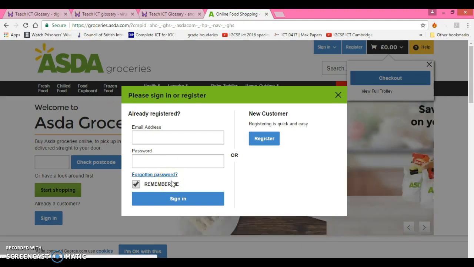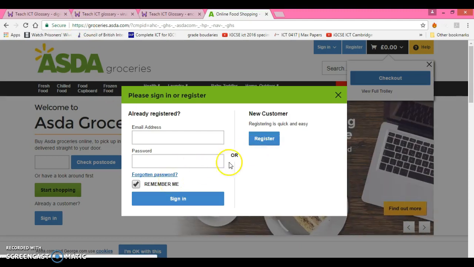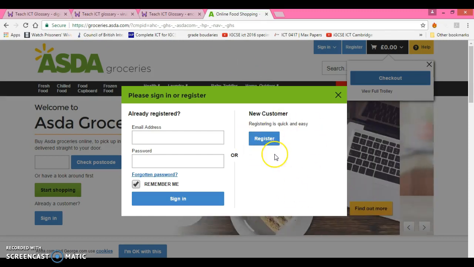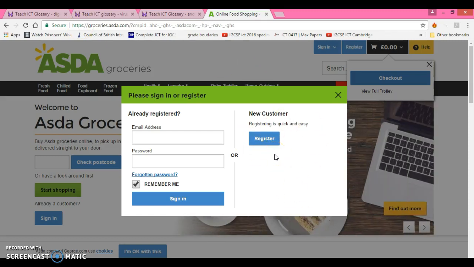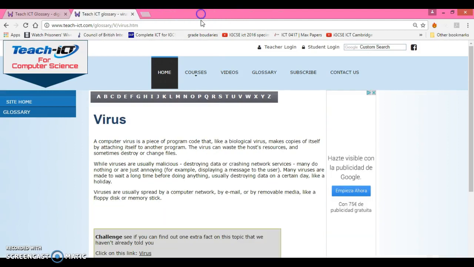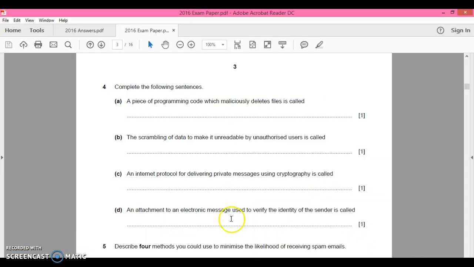So if I was going to register myself or sign in, then I know the only person that can see this message is the person that is meant to see it. Obviously, if I was to register as a customer, somebody needs to see this. Okay, now the last thing is what you need to look out for here.